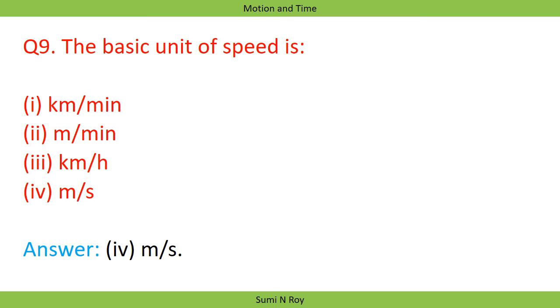The next question is the basic unit of speed is. The basic unit of speed is meter per second. So it is also known as standard unit. The standard unit of speed is meter per second. Kilometer per hour, kilometer per minute, meter per minute, all these units can be used, but they are not the basic unit. The basic unit is meter per second.